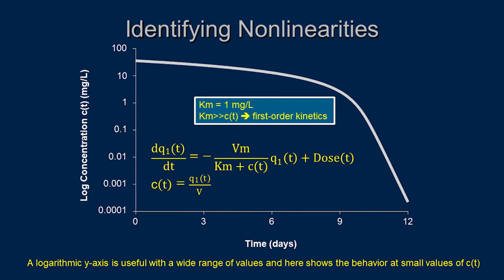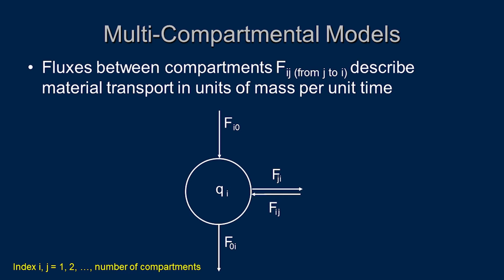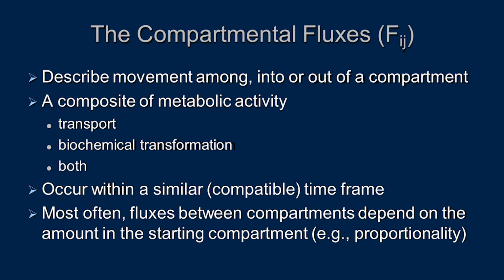Now, these examples are based on a single compartment, but of course, we can have models with several compartments where we arrange these homogeneous pools together, with exchanges between them. They can be single directional, bidirectional, and so on. And so we connect them using these fluxes, which are essentially movements. These fluxes can be either physical movements among the various compartments, or a composite of metabolic activity, biochemical transformation, transport. The important thing is that they occur within a similar time frame, so that the compartments, when arranged, are defined in a time frame that is common among them.